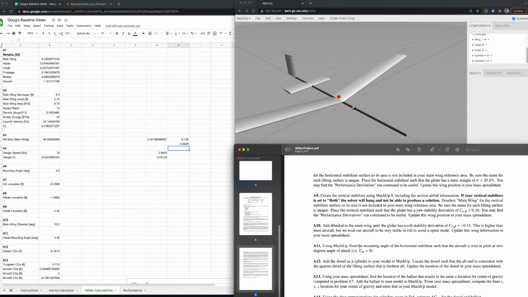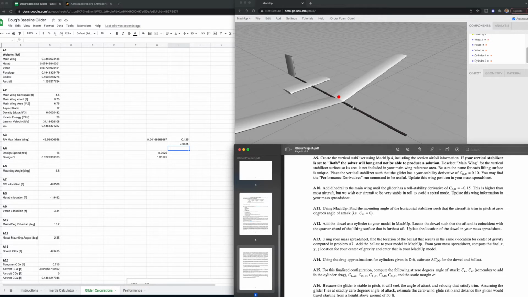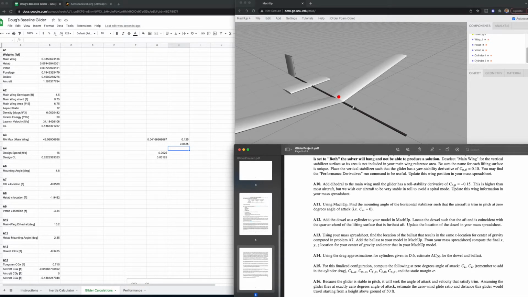So let's come back here to A13 and make sure we did everything. So I found the location of the ballast, add the ballast to mockup, and in the mass spreadsheet we computed the final X, Y, and Z location for the center of gravity, and we entered that back into the mockup model, and that's that red dot right there. That's our center of gravity location.